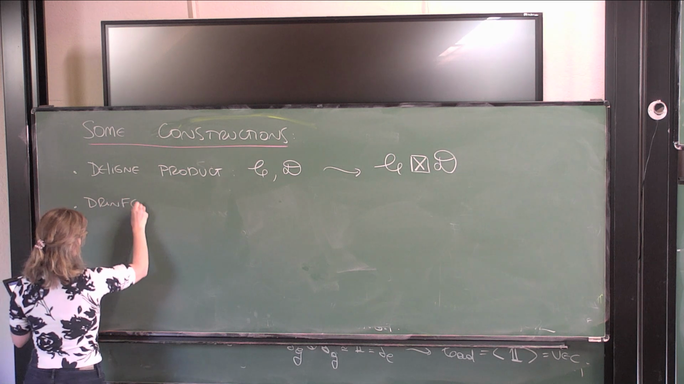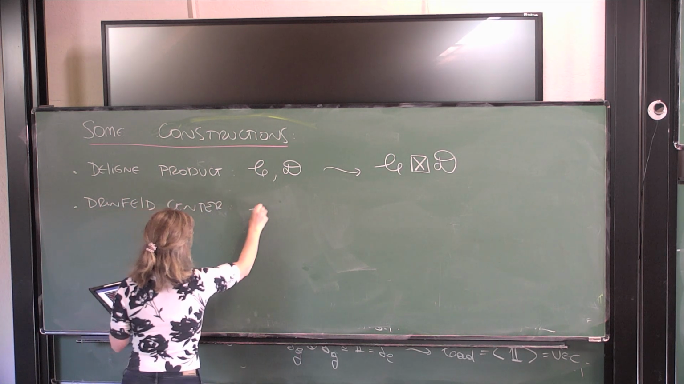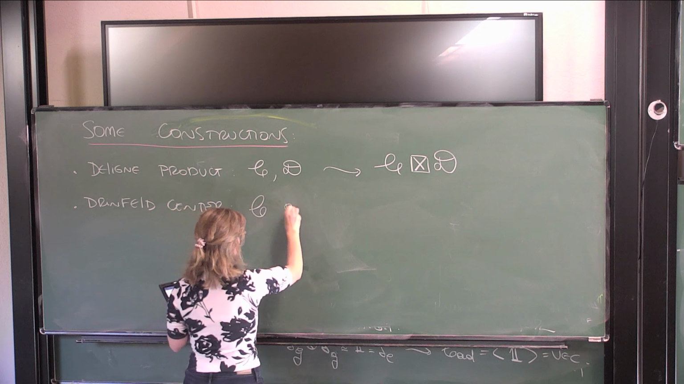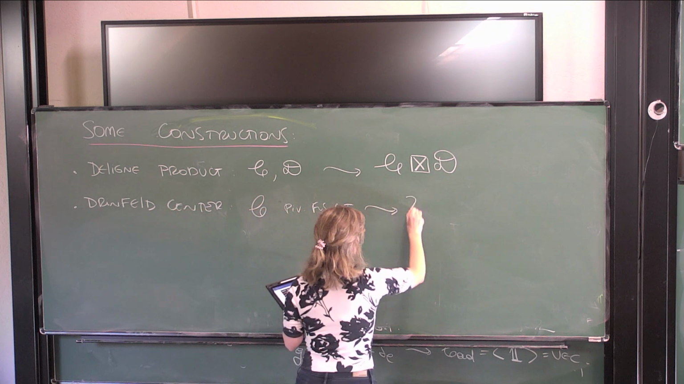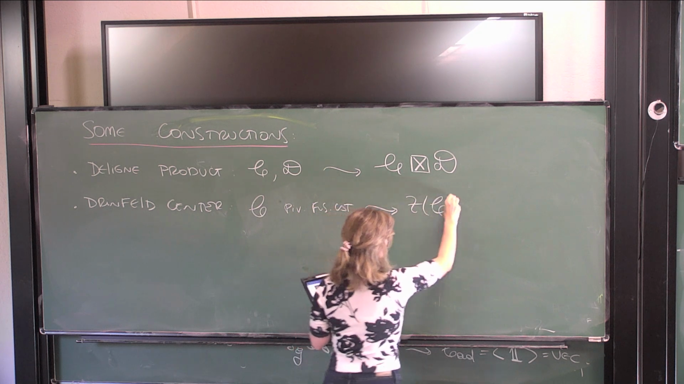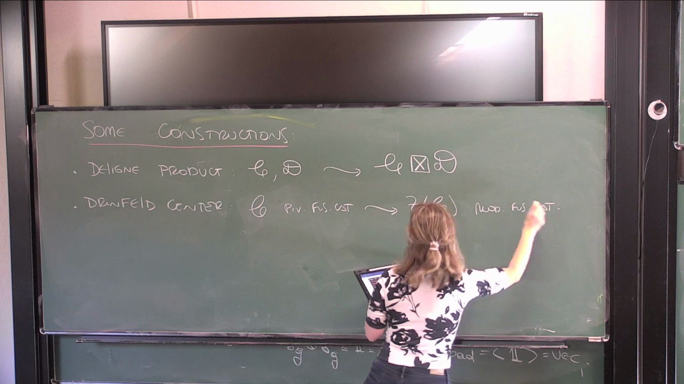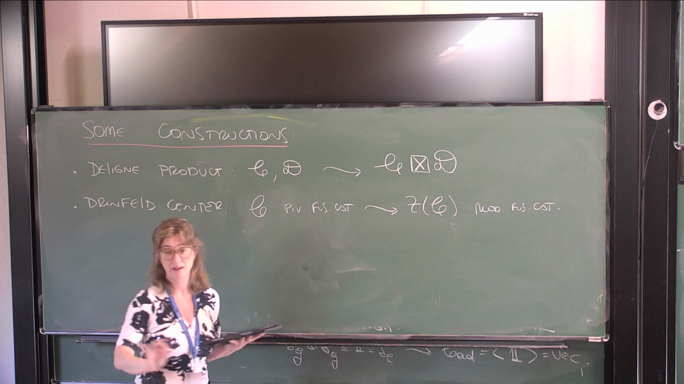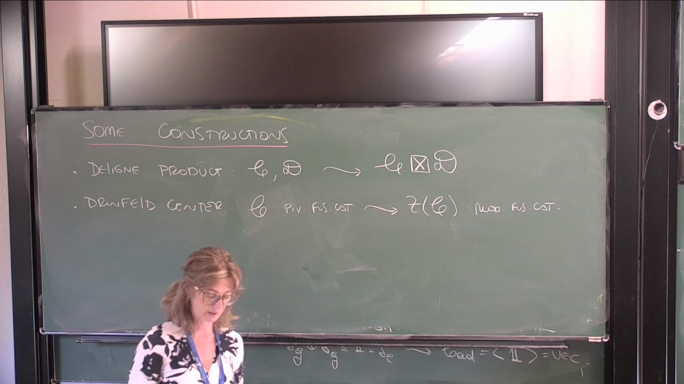Then the Drinfeld center, which yesterday I mentioned. Here, if I start with a pivotal fusion category, I will end with a modular category. If I just start with fusion, I will end with a non-degenerate braided category. The pivotal structure is giving me the ribbon structure, the tracing things.